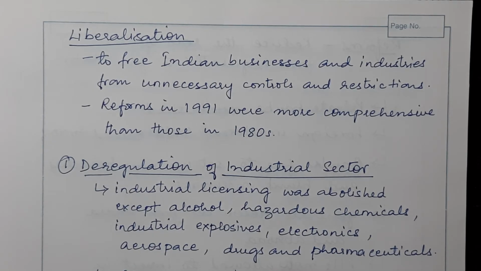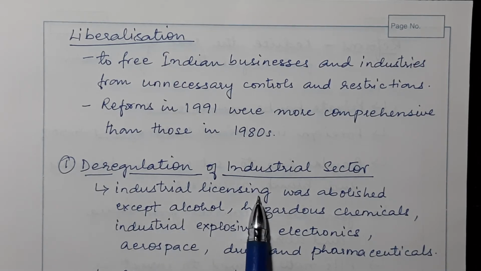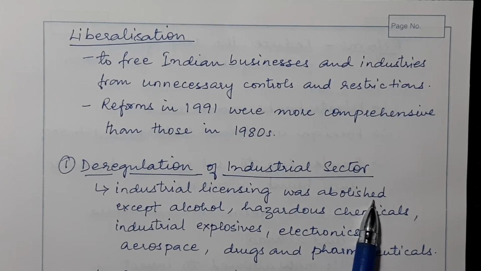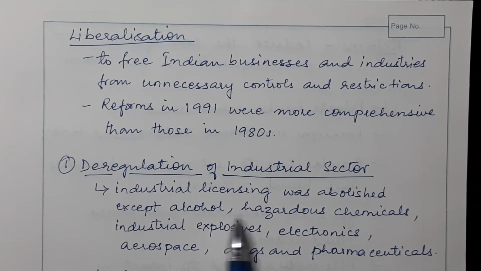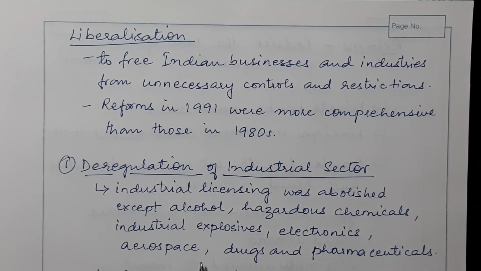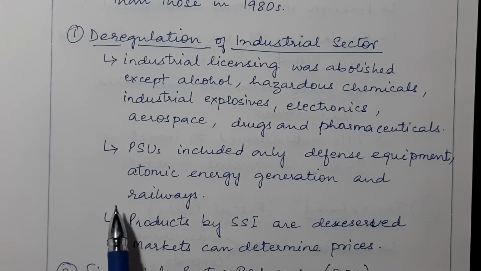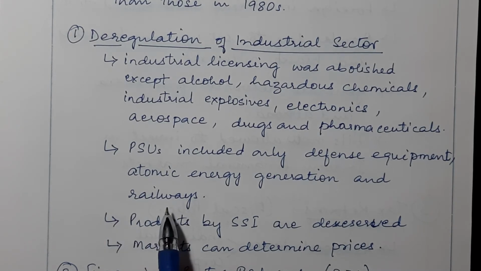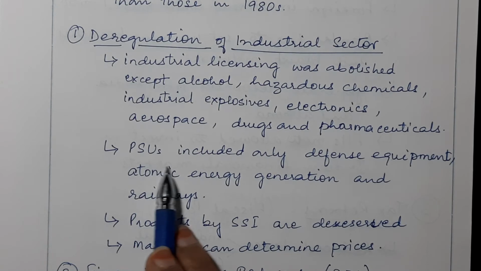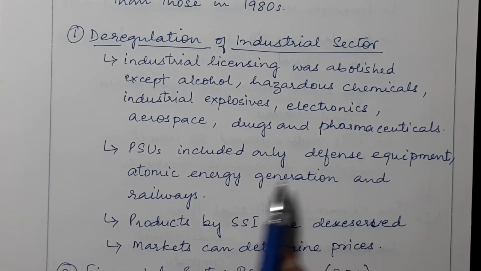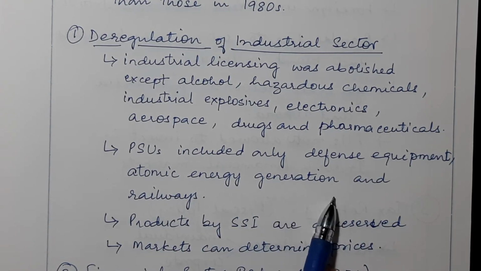First of them was deregulation of the industrial sector of the economy. That means industrial licensing was abolished, except for certain hazardous chemicals, alcohol, industrial explosives, electronics, aerospace, drugs, and pharmaceuticals. The number of industries reserved for the public sector was reduced, and now the public sector included only defense equipment, atomic energy generation, and railways.